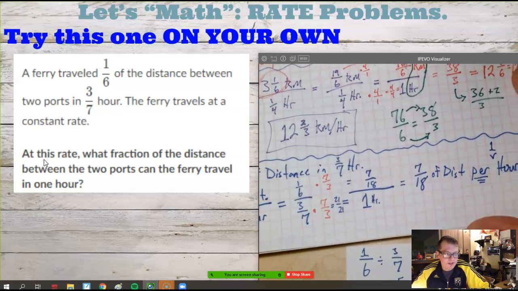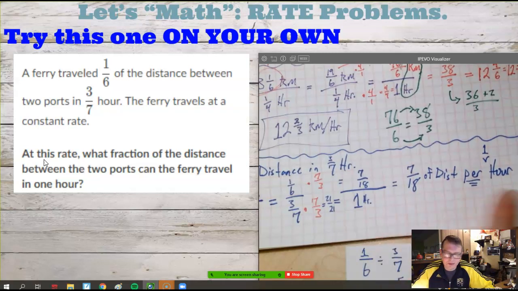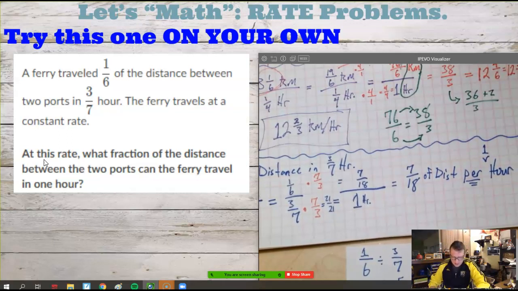Well, we're going to be on this ferry for a little while then. Because this tells me, is this even half? Is 7/18 more than half or less than half? Yeah, it's less, right? So we're going to be on this ferry for more than 2 hours. That's a long time. That might be one of those ferries that has cars and everything else on it and goes kind of slow.